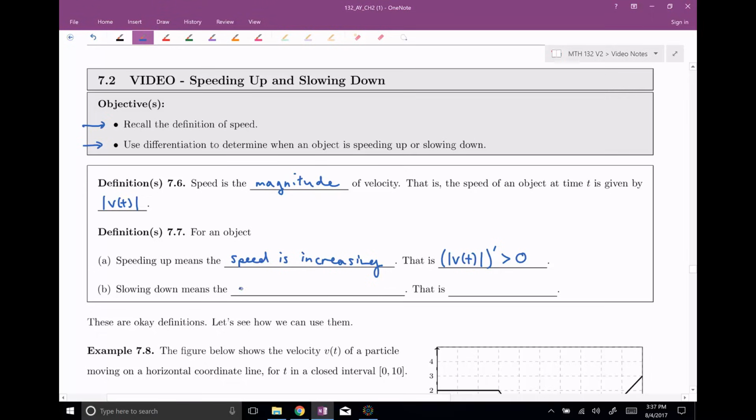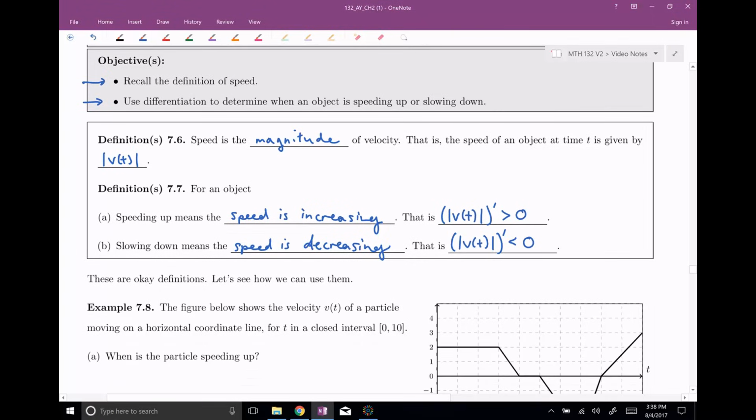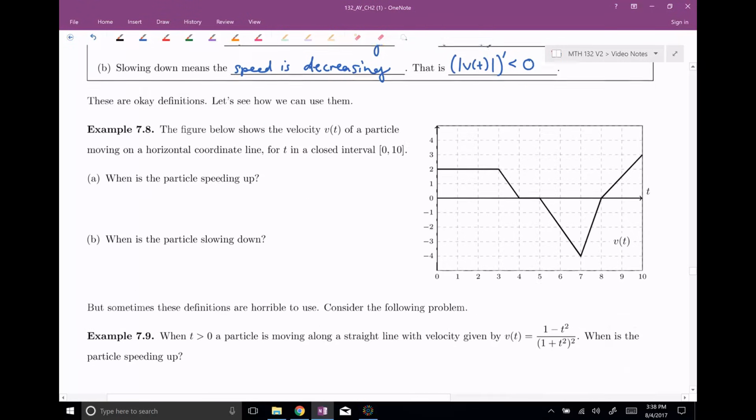Slowing down means that the speed is decreasing, as you would probably expect. And likewise, if you take the speed and you see how it's changing, so you're looking at its derivative, well, if the speed is decreasing, that means that its derivative is negative, right? It has this negative slope, the speed's decreasing. And like I said, these are okay definitions, but I'm a little worried about having to take the derivative of something with an absolute value. That's not going to be fun. We'll see what headaches this causes here in just a second. But in the meantime, let's take a look at this problem.